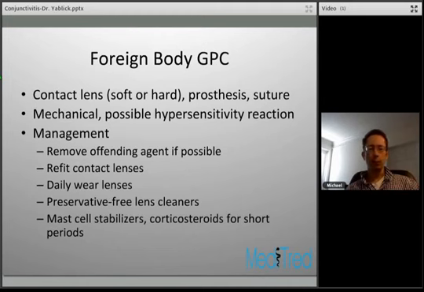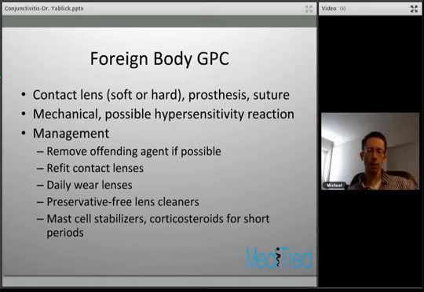To prevent the giant papillae from forming, or to help this condition go away, if you're able to remove the offending agent, such as changing your contact lenses, removing or cleaning the prosthesis, or removing an exposed suture, that should be the primary consideration. You can try to refit contact lenses. You can switch to daily wear lenses.